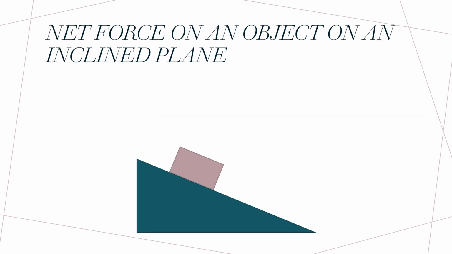Now, when I have an object on an inclined plane, there are many forces that are acting on that object. The first one that we should be able to pick out pretty easily is the force of gravity, so Fg. We can also say that that would be equal to the mass of the object times g, which is the acceleration due to gravity. Remembering from our data sheet that that is 9.8 meters per second squared.